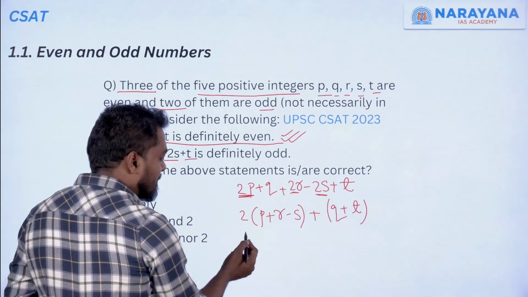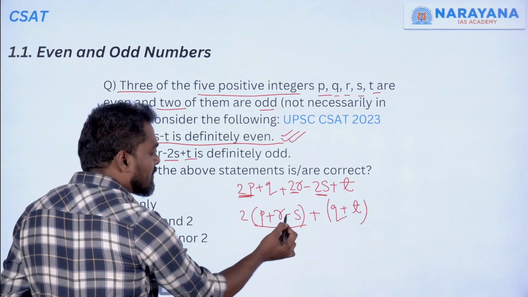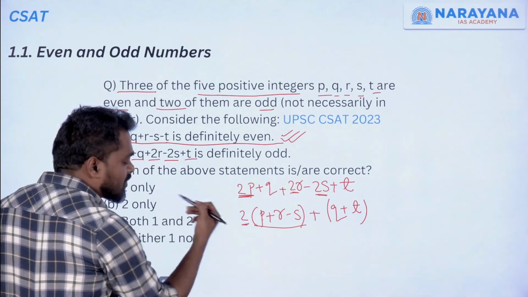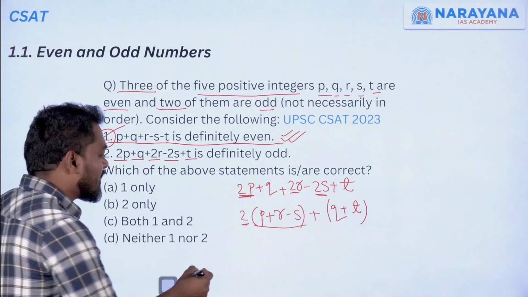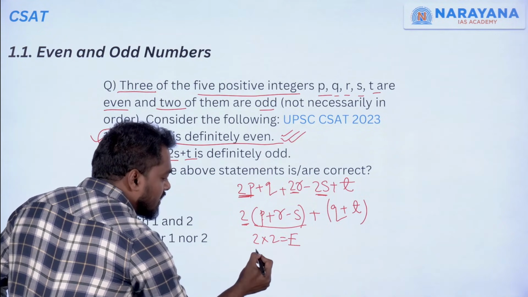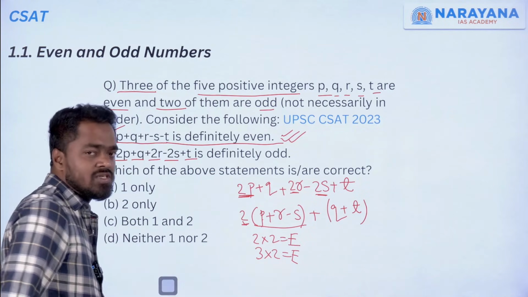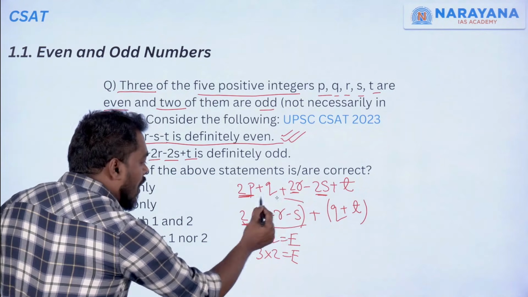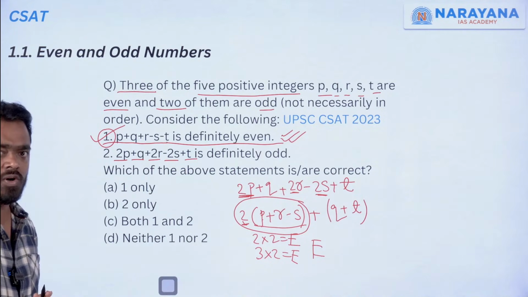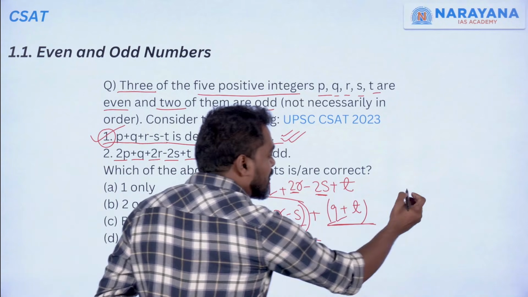Now if you see, you are multiplying some number. So p plus r minus s can be even or odd, but you are multiplying with 2. So if you multiply an even number, for example 2 into 2, you will get an even number. Even if you multiply an odd number with 2, you will get an even number. 3 twos are 6. So this whole expression must be an even number. So one thing is fixed. Now let's go for the other expression, that is q plus t.